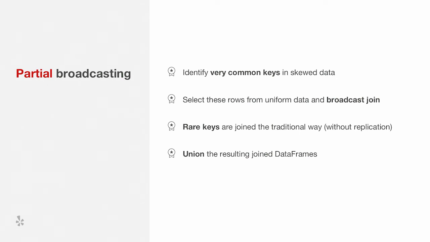You also start by identifying the very common keys from the skewed side. And then you split the uniform data into two, depending on whether their keys are in the very frequent set or the rest. And then you do a broadcast join for the subset of that data where they are in the frequent keys set, and you do a regular shuffle join for the rest of them. And then you union the two resulting joined data frames at the end.